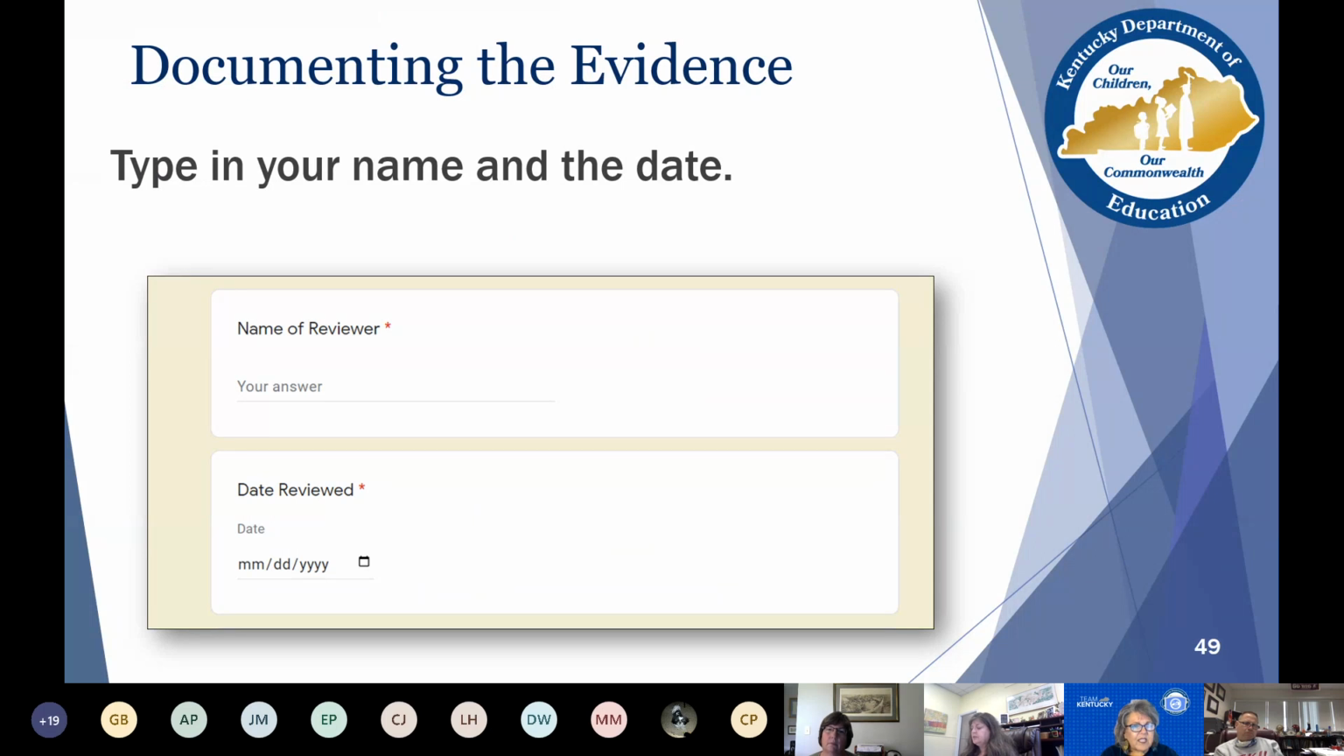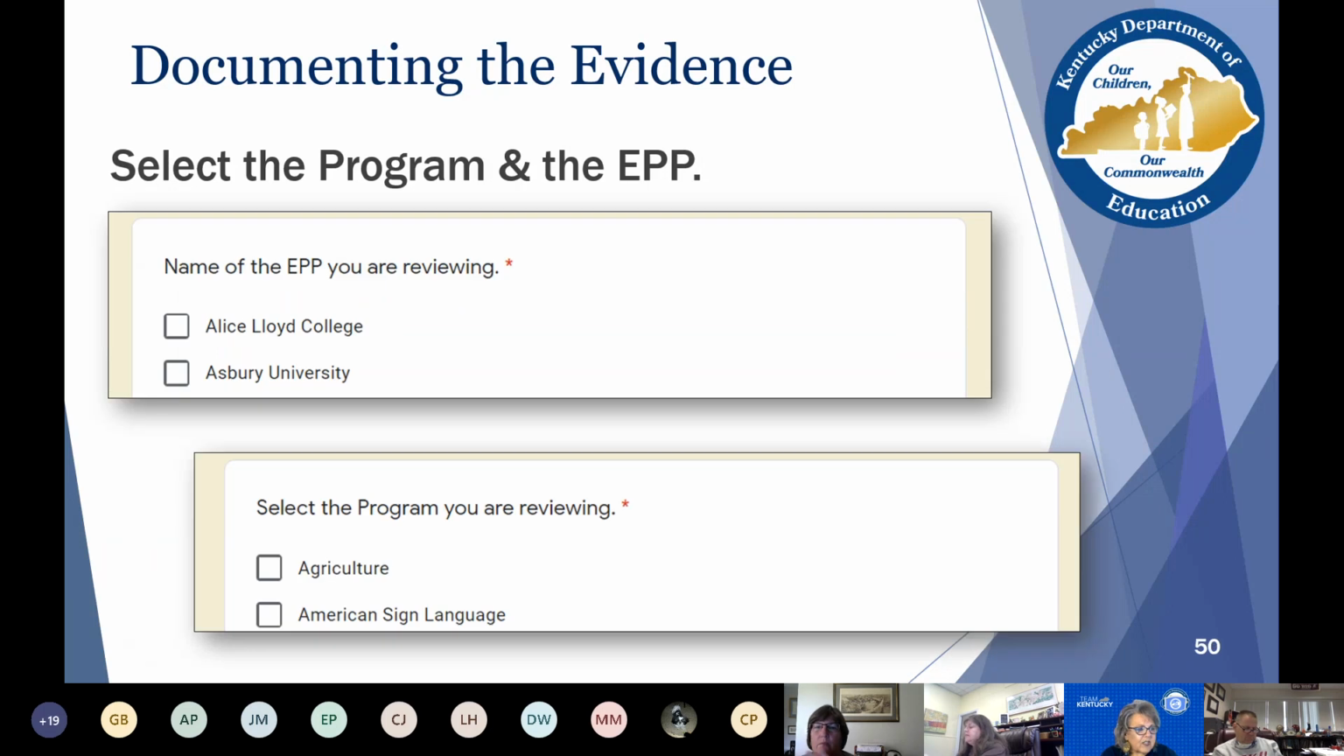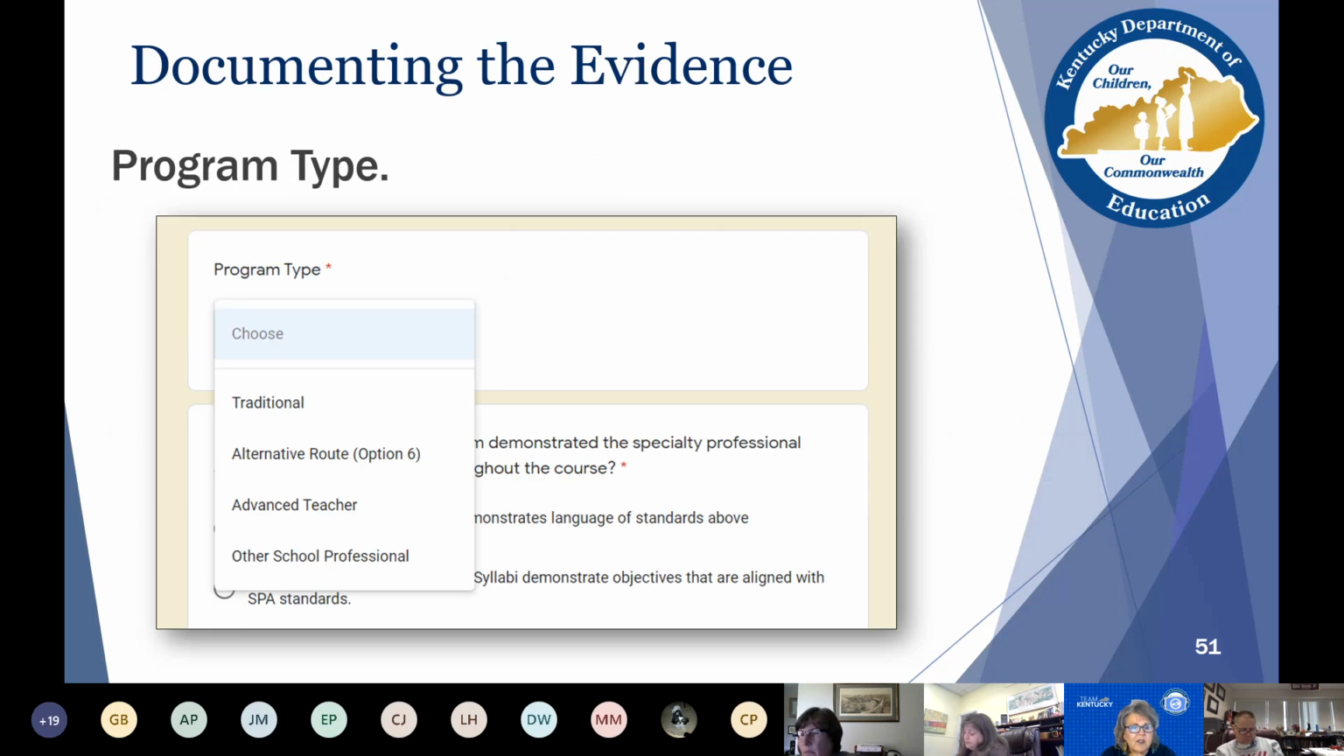The first thing that you see here is typical information that when you get the form, once you open it, you will type in your name and the date that you're reviewing the form. Again, typical information. The next 2 sections will ask you to select the EPP of the program where you're reviewing. Remember that you receive that in the email, and then just identify the program that you're reviewing. So these are simple check boxes. The next section asks you to identify the program type.